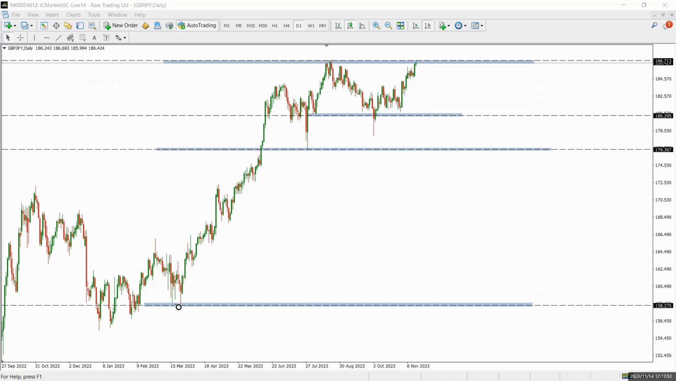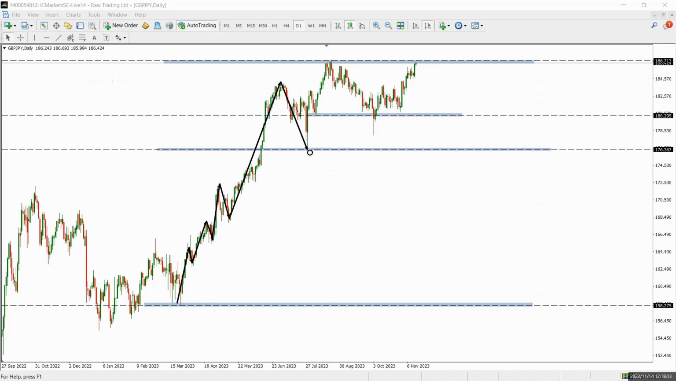I'm going to use the black line to identify the major structure that led price to where it is right now. And then we have this low and we have this high. Then I'm going to use the red. I'm going to continue with the red to identify the inner structure.